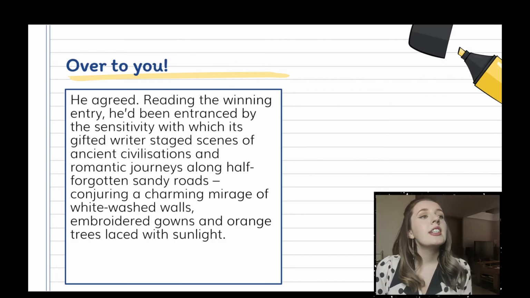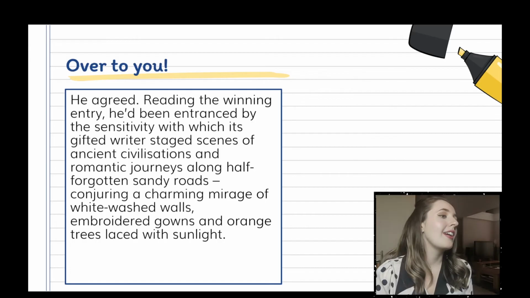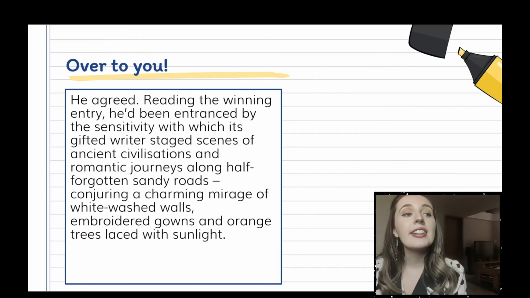He agreed. Reading the winning entry, he'd been entranced by the sensitivity with which its gifted writer staged scenes of ancient civilizations and romantic journeys along half-forgotten sandy roads, conjuring a charming mirage of whitewashed walls, embroidered gowns and orange trees laced with sunlight.